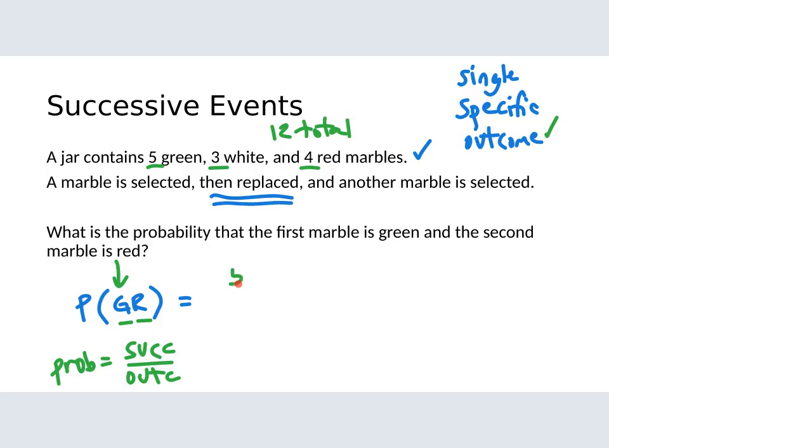Perfect, Jennifer. It's exactly right. It's 5 out of 12 is the probability I get a green marble on that first draw.